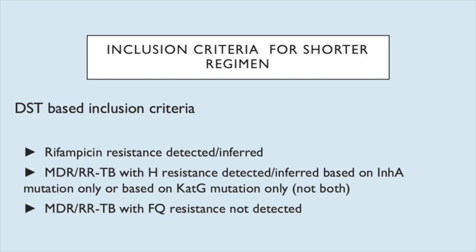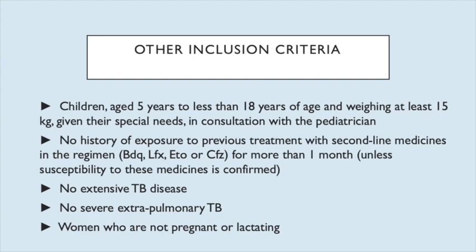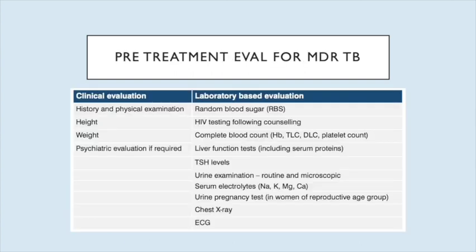What are the inclusion criteria for short regimen? So if he has RR resistance or has MDR with INH-A or CAT-G mutation, or he has MDR or RR TB with fluoroquinolone resistance not detected. That is the criteria. Other inclusion criteria, 5 years and above can be given bedaquiline, no history of exposure to previous treatment for more than a month, there shouldn't be extensive TB, and non-pregnant ladies.